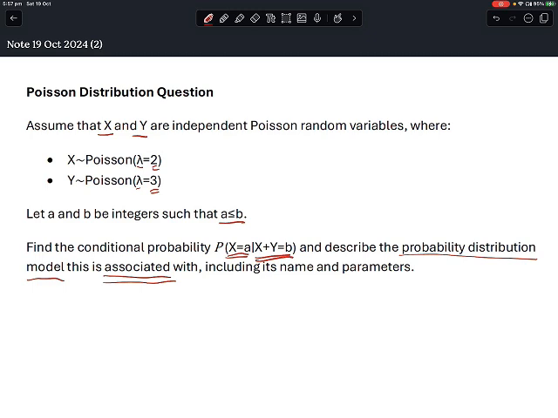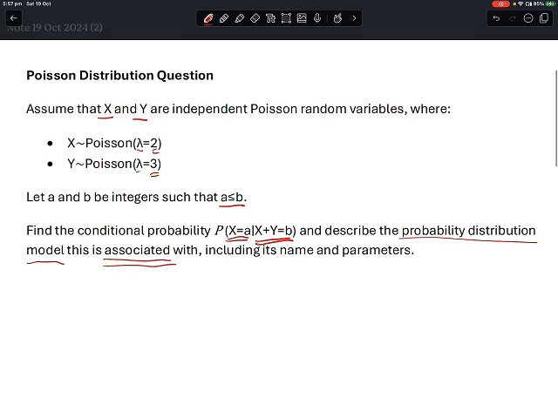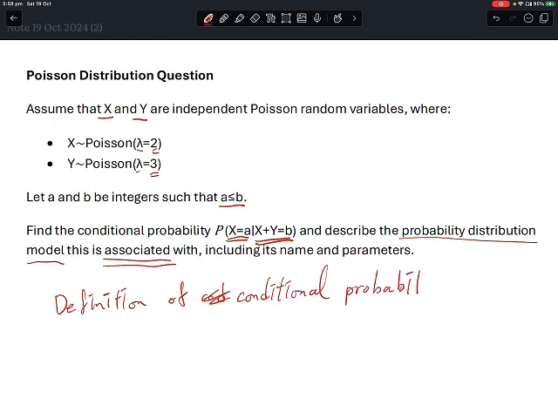First of all, we have to talk about how to approach this problem. We are asked to compute a conditional probability. The conditional probability of an event A given event B is the probability of A and B happening together divided by the probability of B. So we write down the definition of conditional probability.